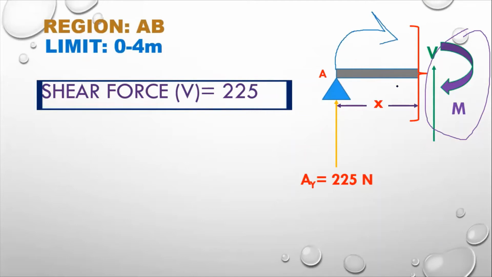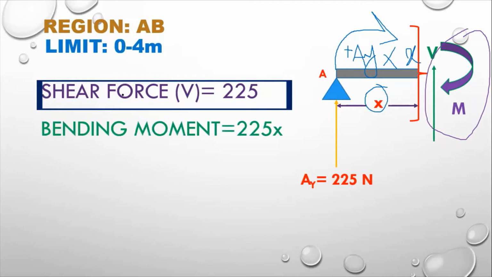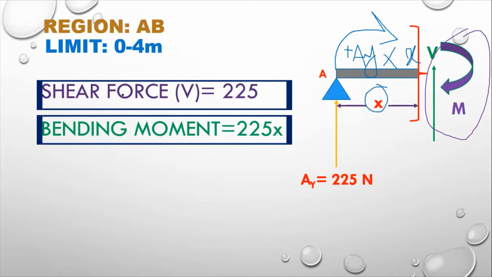So when it will rotate like this, it will be clockwise, and clockwise here is positive. So what it will be, AY, multiplied with the distance x, because the beam distance up to the section cut is x, you can see here. So we will write down bending moment equals 225x.